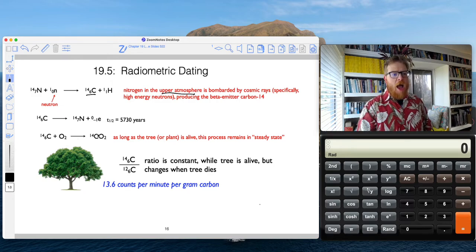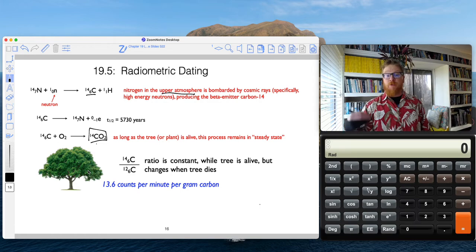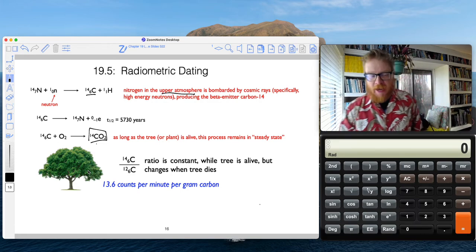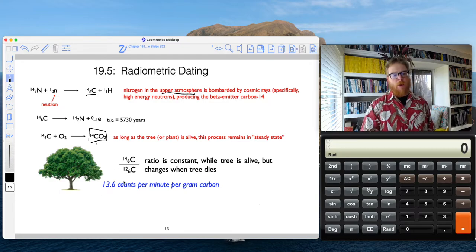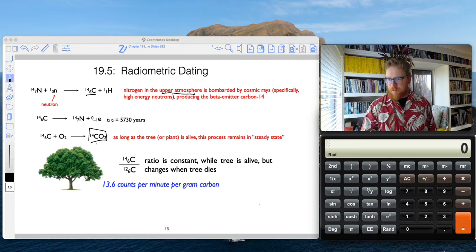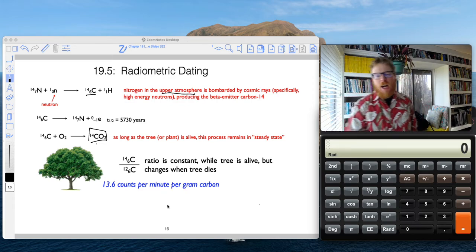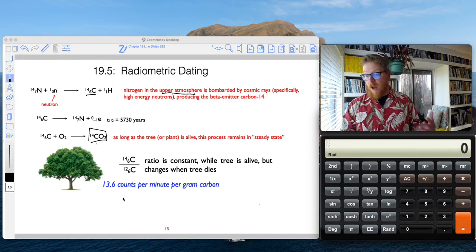As long as a tree or another plant is alive, this uptake of carbon dioxide containing carbon-14 will remain in steady state. Of course, there will also be some amount of ordinary carbon present, carbon-12. As long as the plant or the tree is alive, the ratio of carbon-14 to carbon-12 remains constant. That's roughly 13.6 decay events per minute per gram of carbon. This is not a number that we need to memorize. It's just a number that's been well characterized.